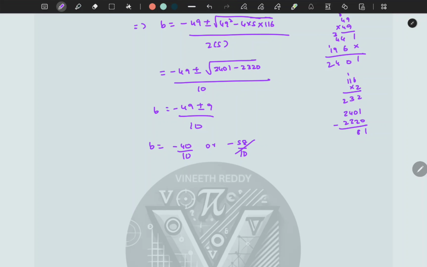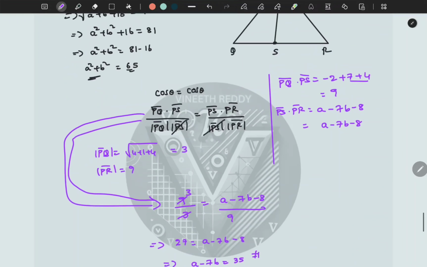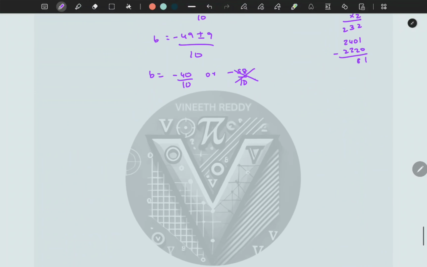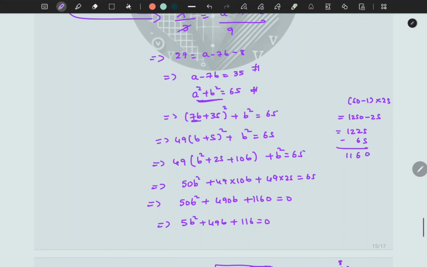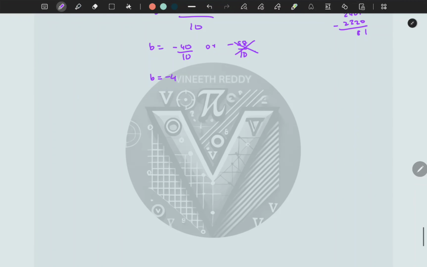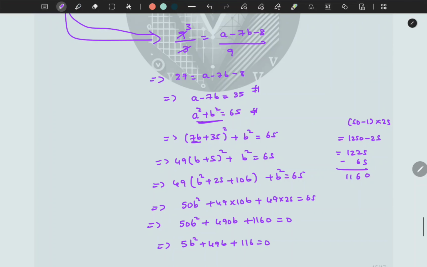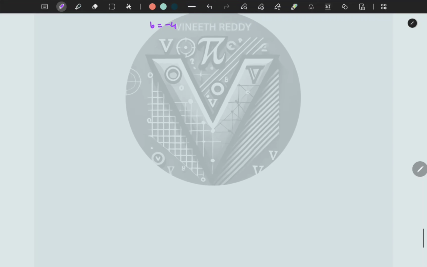This one gets rejected because b should be an integer. Correct? a, b are integers, so basically b is minus 4. What I thought is we could have directly verified it here by hit and trial. Okay, we have done it now. b is equal to minus 4. So b is minus 4, so what will be the value of a? 7b plus 35.